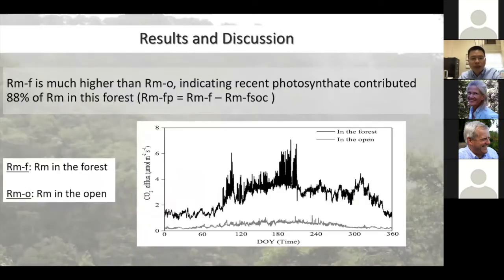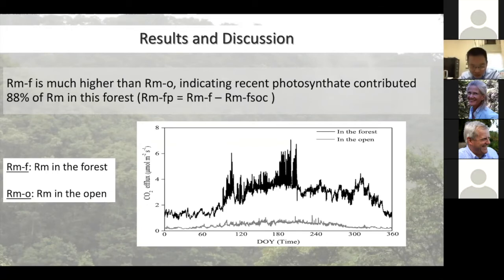So in my results, first, I mentioned in this study, the black curve is the RM in the forest, and the gray curve is the RM in the open. We can see that the RM in the forest is much higher than the RM in the open. So also based on the equations I mentioned before, we found that the recent photosynthesis contributes 88% of RM in this forest.